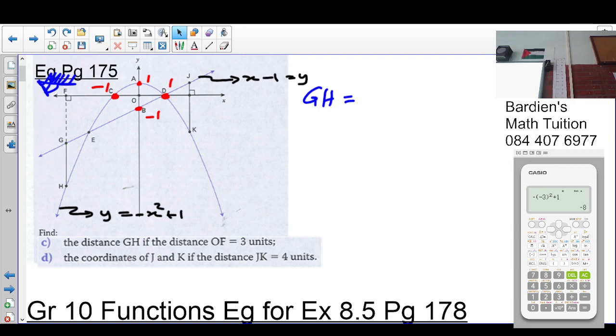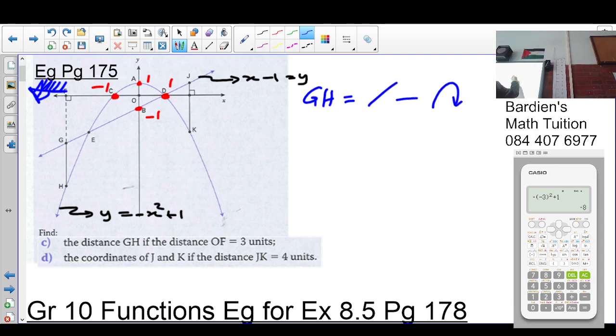Again, looking from here, from on top, looking at the distance between two graphs, it's going to be the top graph minus the bottom graph. Can you see that? So for GH, it's going to be the straight line minus the parabola. Do I have to write that? No. What is the equation of GH? The straight line, x minus 1.